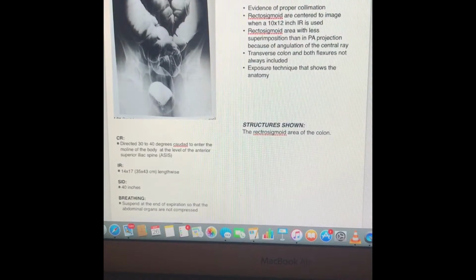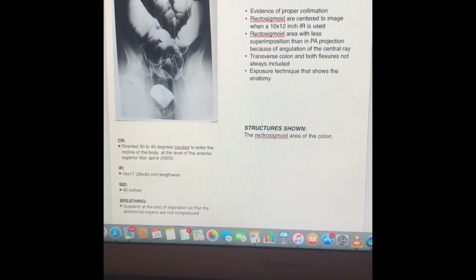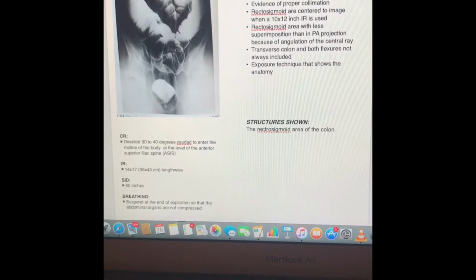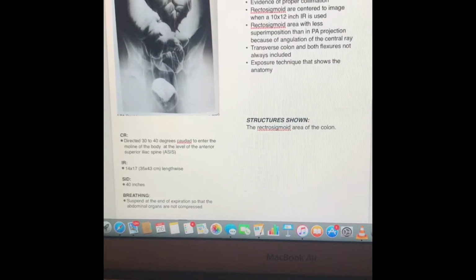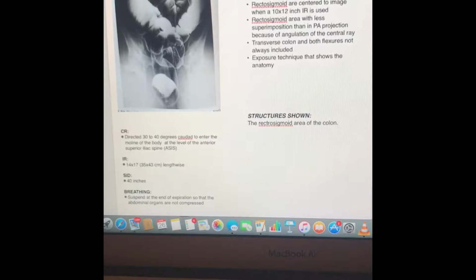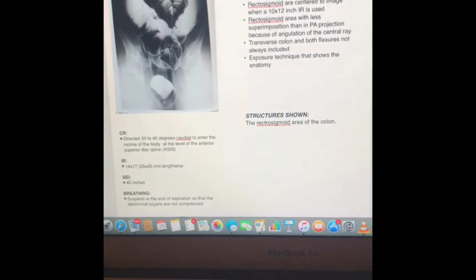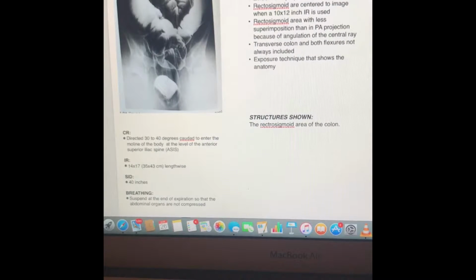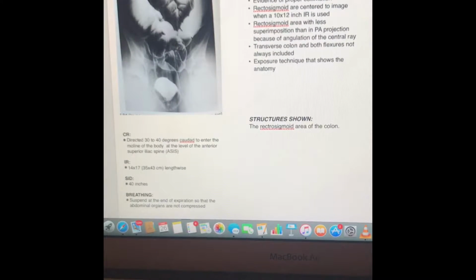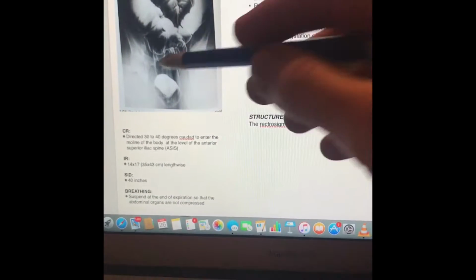Rectosigmoid area with less superimposition than in PA projection because of angulation of the central ray. Transverse colon and both flexures not always included. Exposure technique that shows the anatomy. So we have the rectosigmoid area.